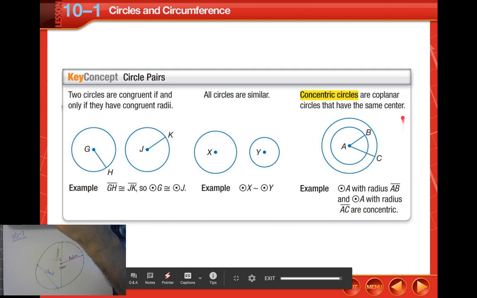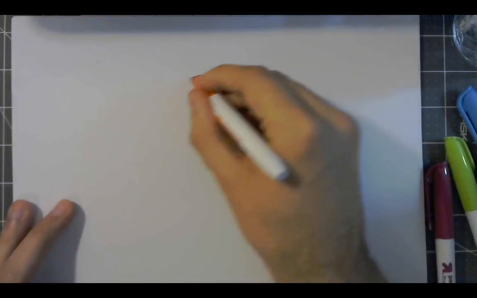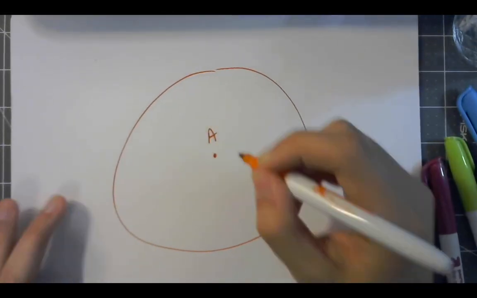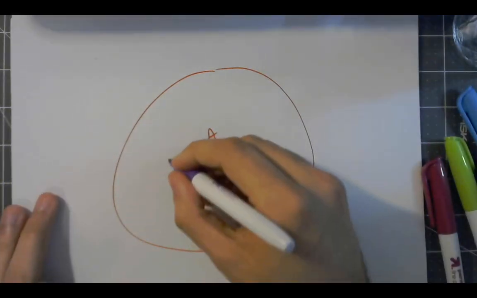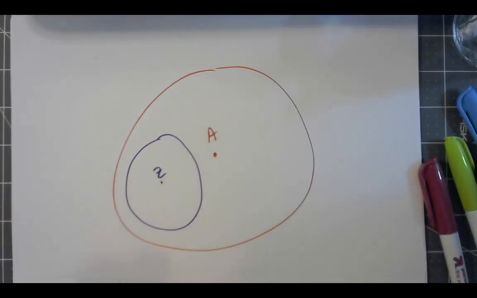Honors, we talked about all these pieces. On level, really kind of focused right here on concentric circles. They're coplanar circles that have the same center. So, for example, we wouldn't call these two circles concentric. We'll call that circle A, and then we'll do another circle. This one we'll call circle Z.